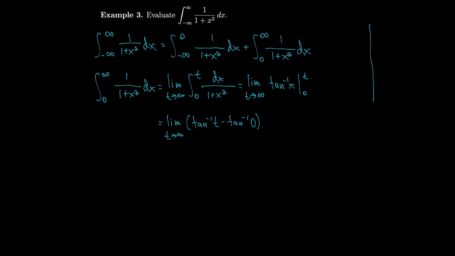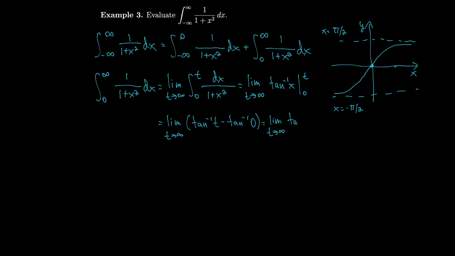Remember that tan inverse looks like a rotated tangent, basically. Let's see if I can draw it. So there's asymptotes at pi over 2 and at minus pi over 2. Yeah, very rough sketch for this one. I wasn't very careful. Okay, so that means that the limit as t goes to infinity of tan inverse of t is equal to pi over 2, because tan inverse of 0 is obviously 0. So it just goes on forever towards that asymptote at pi over 2.